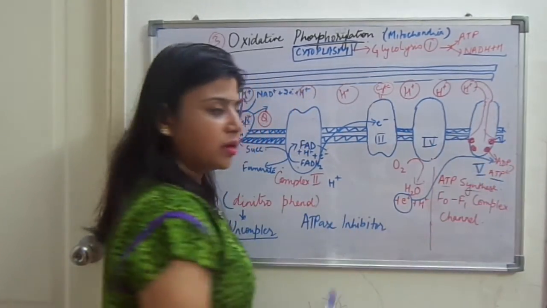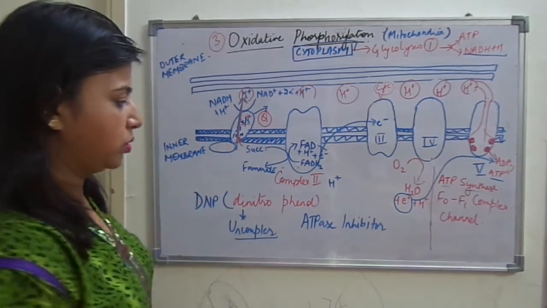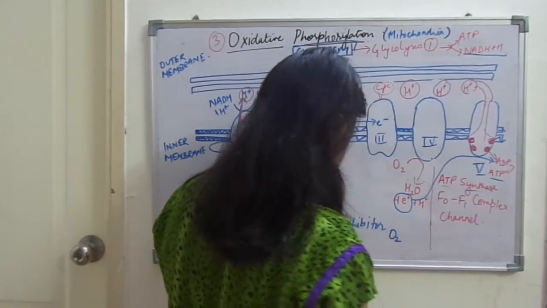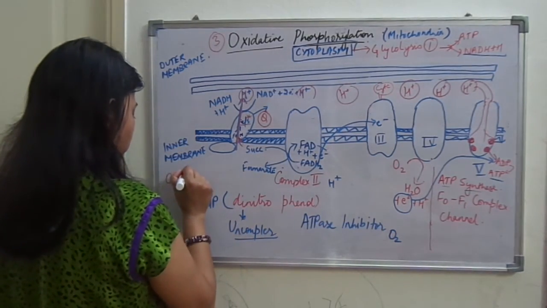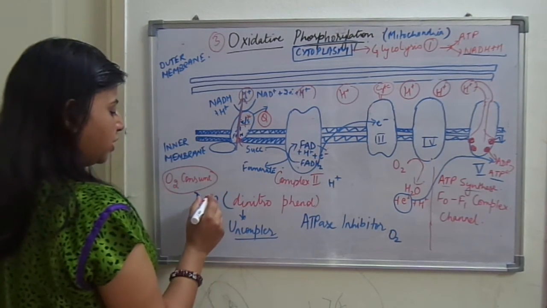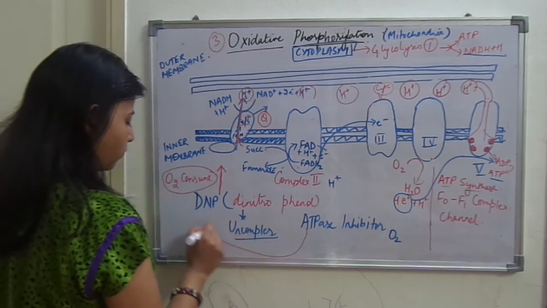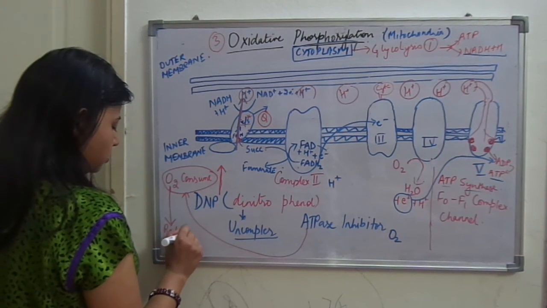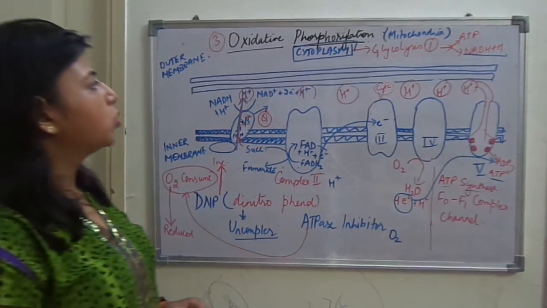So no more ATP is required. In that case, oxygen consumption will be reduced. So oxygen consumption, if I write it here, oxygen consumed. So in presence of DNP, oxygen consumption will be increased. And in presence of ATPase inhibitor, oxygen consumption will be reduced. Clear?